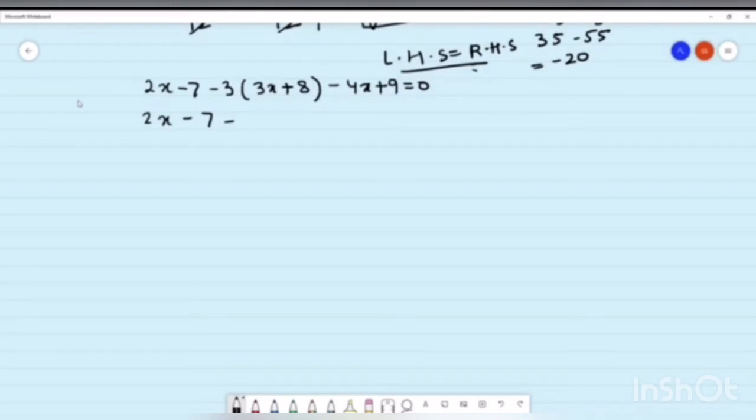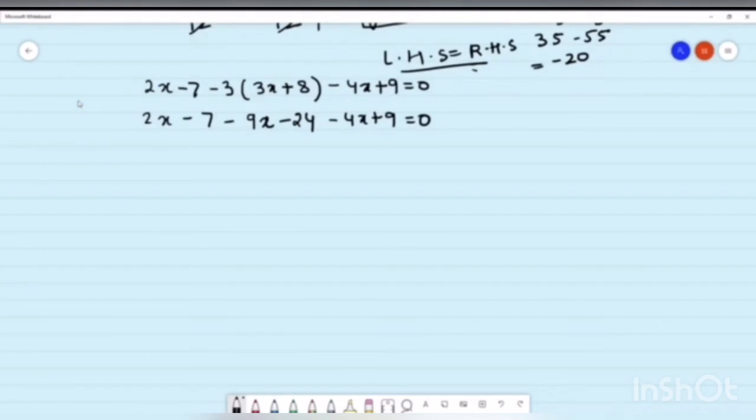So it will be 9x. Here also please keep in mind that you have to take this minus sign along with 3. You have to multiply this minus sign also. Minus 3 into 8 is minus 24. Minus 4x plus 9 is equal to 0.